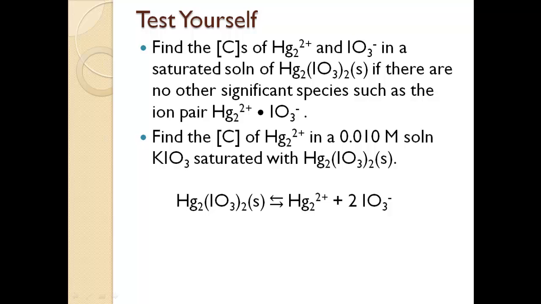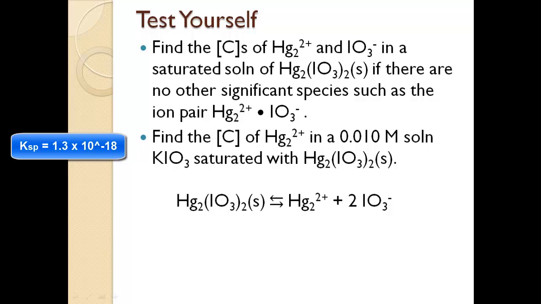So the first thing you have to do is go to the back of the book, go to Appendix A, and figure out what the Ksp for that mercury(I) iodate is. So you have to look for iodates. If you do that, you'll find that the Ksp is 1.3 times 10 to the negative 18.